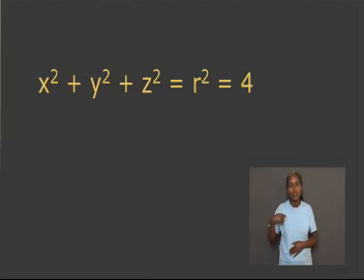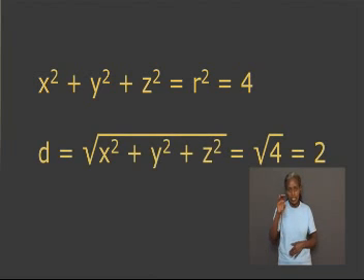We can also work backwards, finding the distance of a point on the surface from the sphere's center. If we call the distance d, then it is defined by the square root of the equation of the sphere. In this case, the square root of the sum of x squared, y squared, and z squared, which is 2.